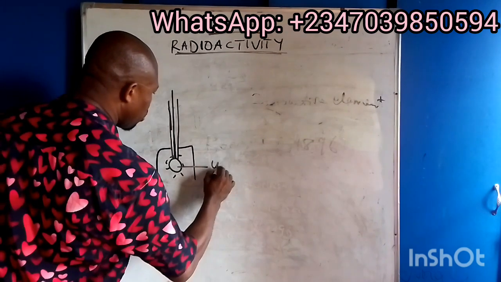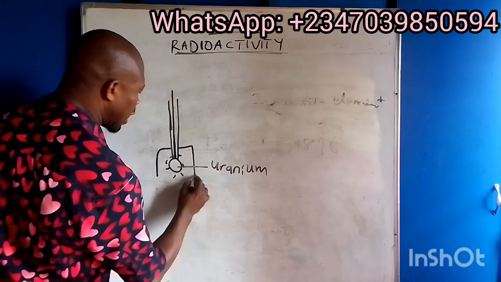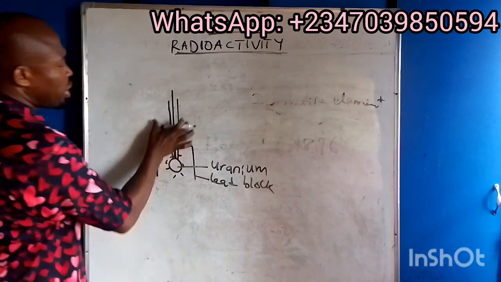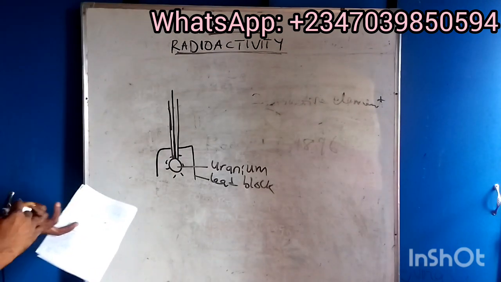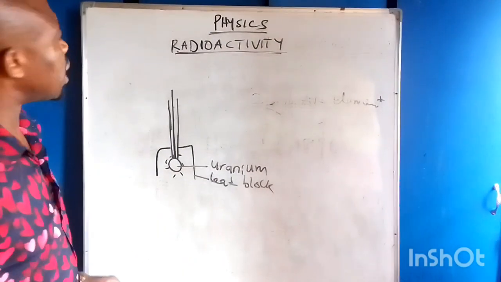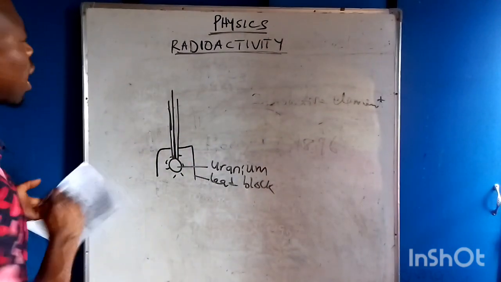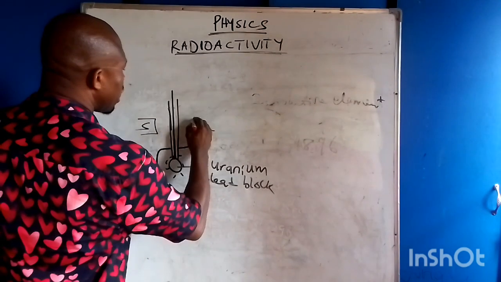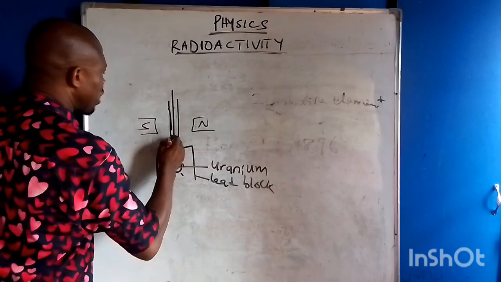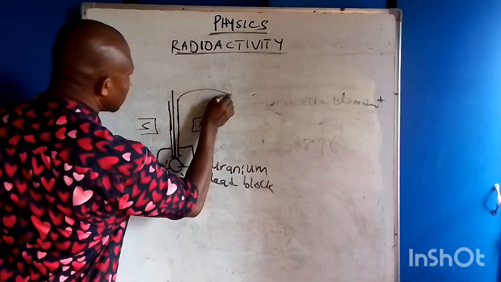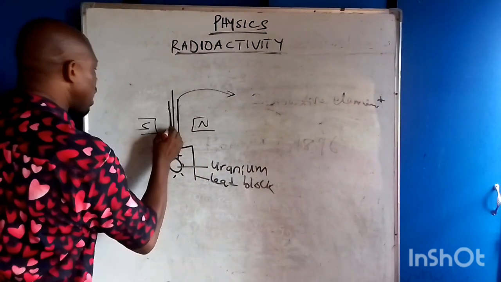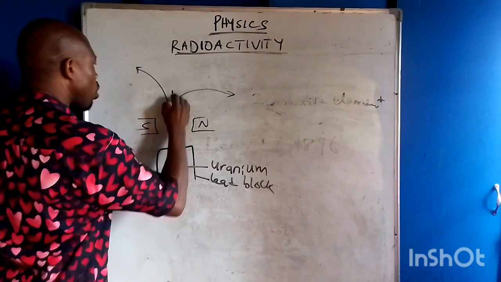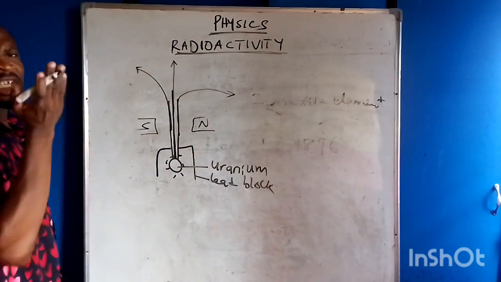So this is the uranium salt, and this is a lead block. When these radiations were coming up, he asked, since they are coming up, what do we do? He now subjected them to a magnetic field. Here is a south pole and here is a north pole. Now, of these radiations, this one deflected like this, and then this other one gave a deflection, and then this one, which is the middle, passed on undeflected.